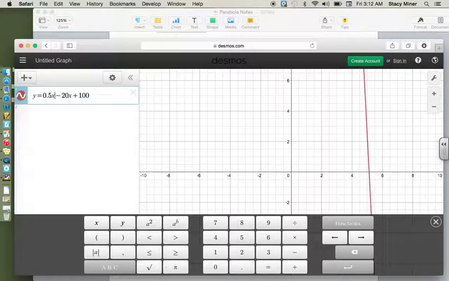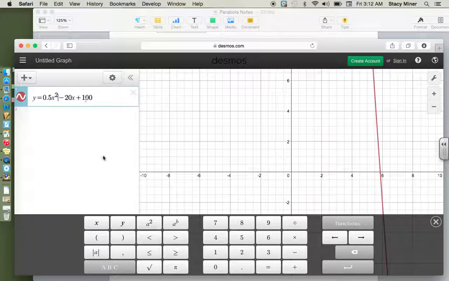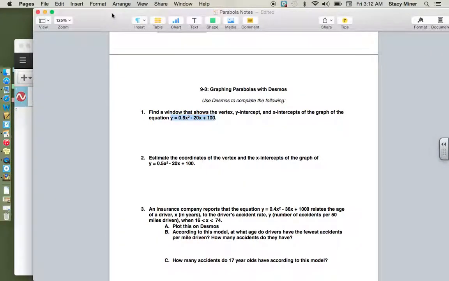To get your squared, you can use Shift 6 to get the caret, and then type in your 2, or you can use the keyboard down here, which is just hidden down here. Put your square up there, or you could use the caret. Okay, and the question said find a window that shows vertex, y-intercept, and x-intercepts.